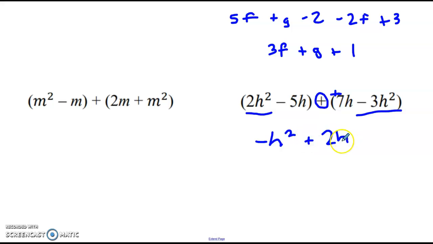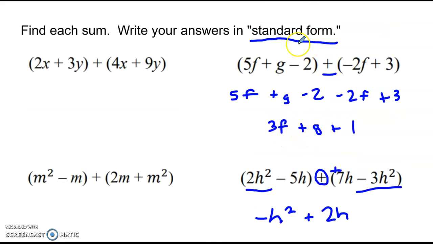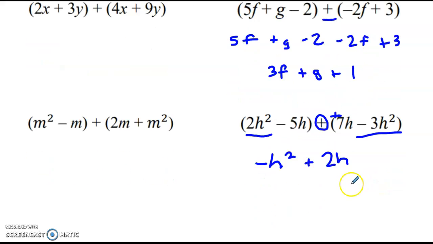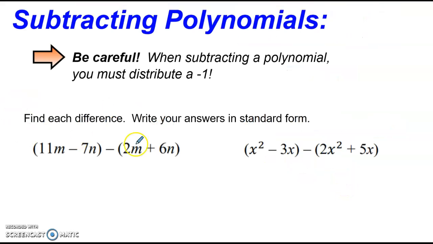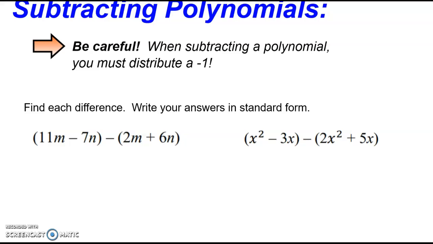And I took special care to write this with the h squared term coming first, because standard form, which I'll elaborate on more today, simply dictates that the highest exponent has to come first. If we had an h to the third power, that would be written first. But this one is just simply negative h squared plus 2h. Nothing more we can do with that. This is simplified.